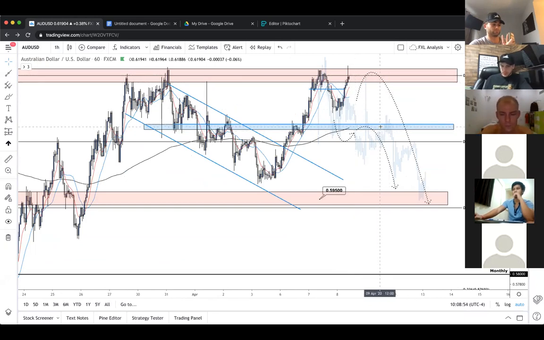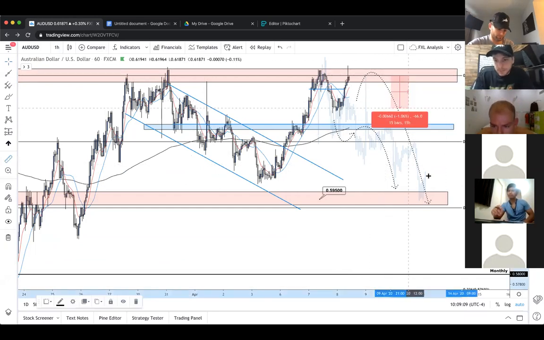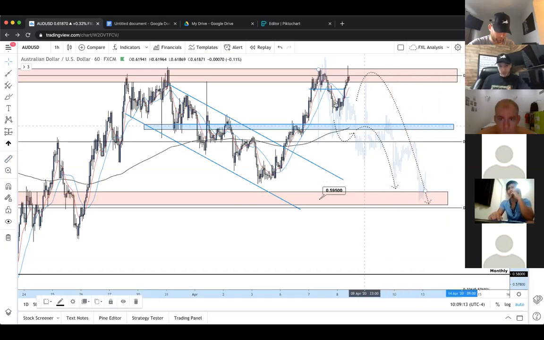And then just target these minor support levels as well as these higher time frame support levels as you see price action develop and transition to this bearish leg here. So I definitely think we could see a nice push down, about 250 pips. So we'll see if we see those confirmations, something like this maybe over here.